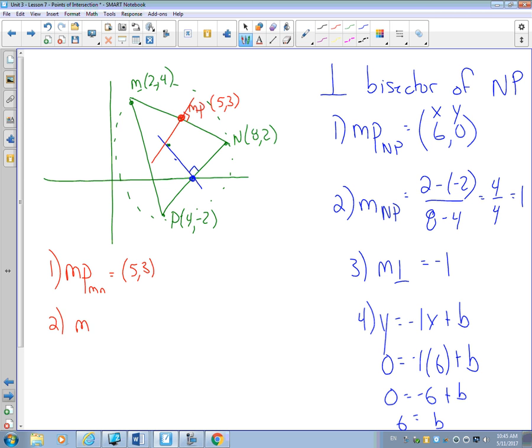So let's do step 2. Let's find the slope of MN. Slope of MN would be 4 minus 2, over 2 minus 8, which will give us 2 over negative 6.